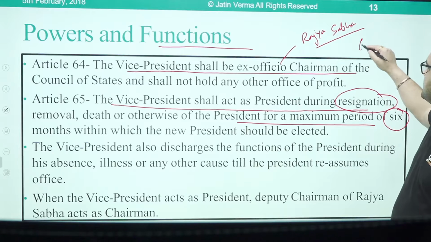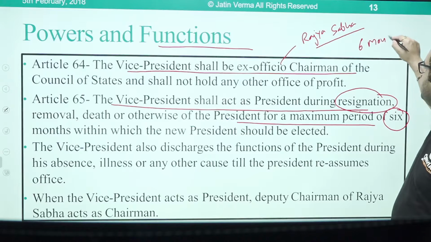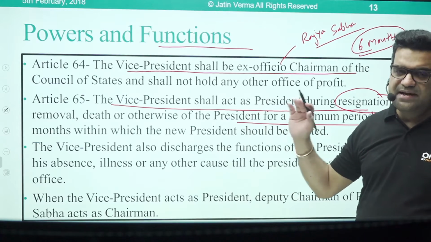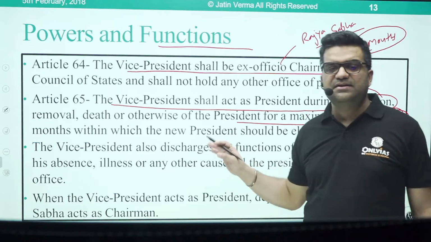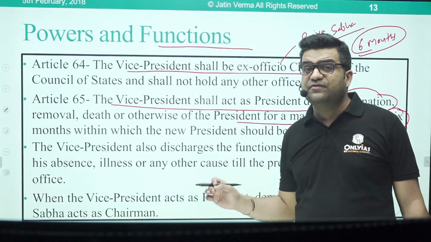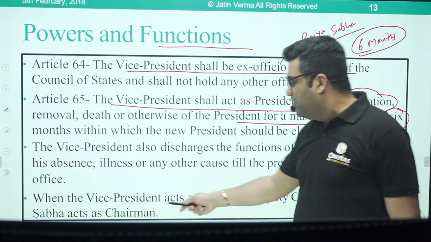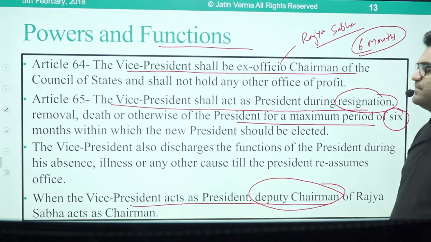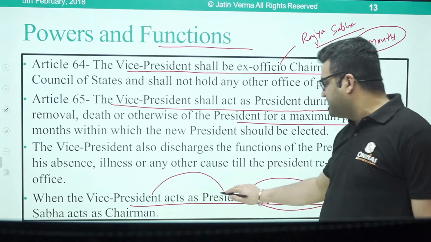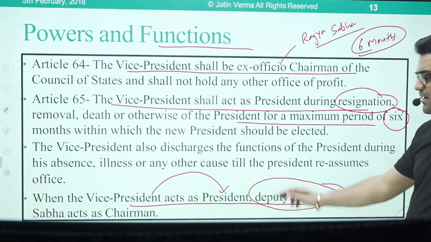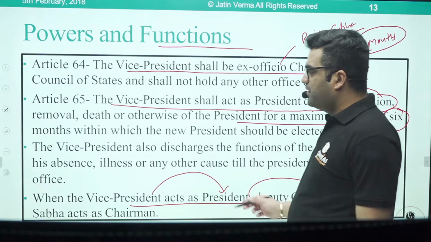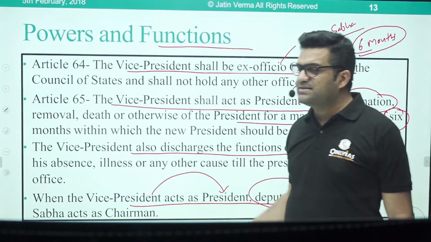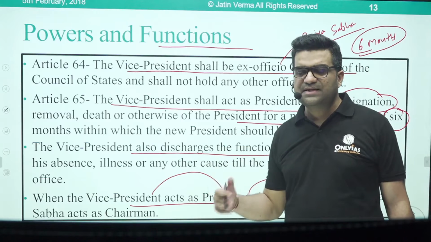Why? Because the constitution says that if there is a vacancy in the office of president, ordinarily, barring circumstances like emergency etc., the election to the office of the president has to be concluded within 6 months. When the vice president acts as the president, the deputy chairperson of Rajya Sabha will be the chairperson of Rajya Sabha. The vice president also discharges the functions of the president during his absence or illness, not only vacancy but otherwise also.